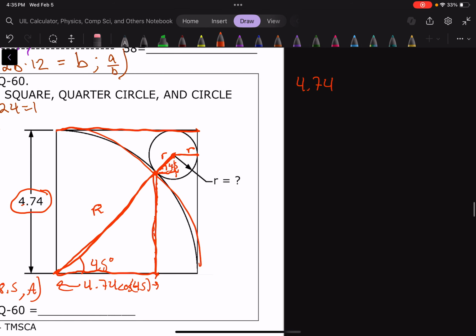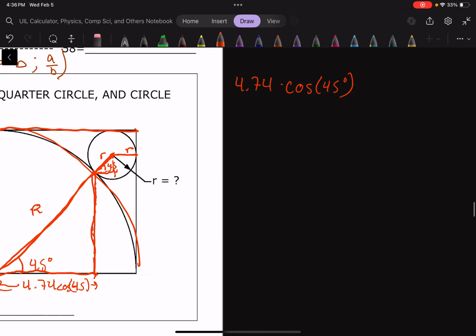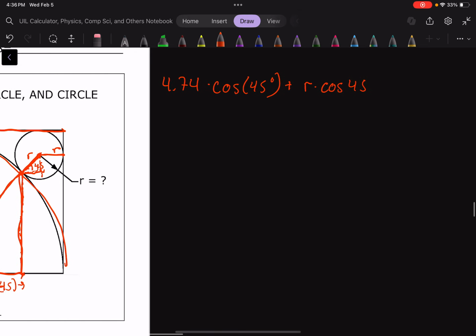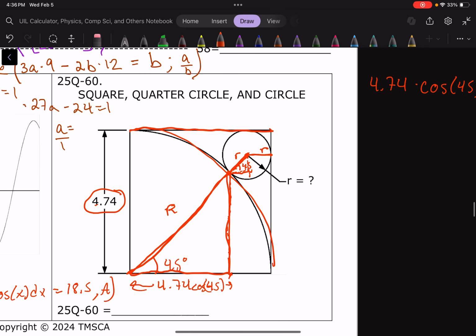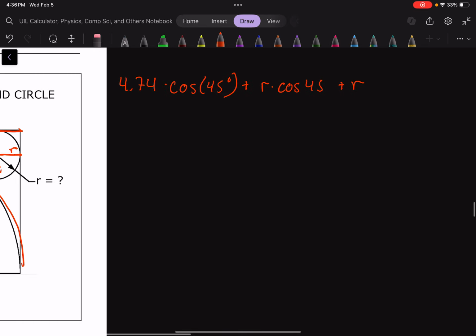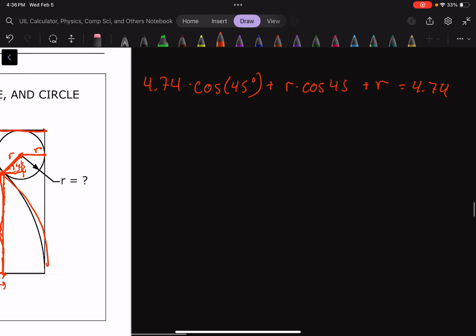4.74 times cosine of 45 plus little r times cosine of 45 plus little r. All of that is going to be the full distance across. This is a square, so that's also equal to 4.74. And from here, you can go ahead and start throwing it into your solver, or recognize that cosine of 45 is square root of 2 over 2.